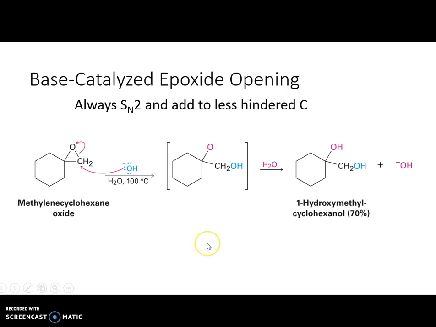What happens when we have base? When we have a basic nucleophile, here we're showing hydroxide, it's always an SN2 reaction. So here the nucleophile comes in from the less hindered carbon and the ring opens. Now here we're just getting a diol, and there's no difference between the group that is made from the ring opening and the nucleophile that comes in. But we can have other nucleophiles.